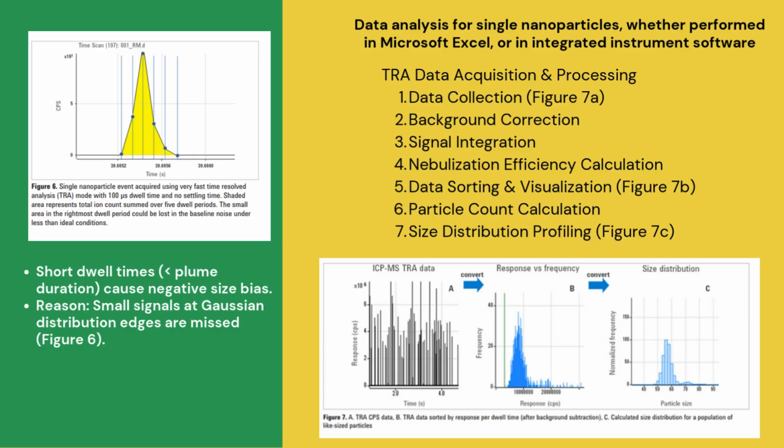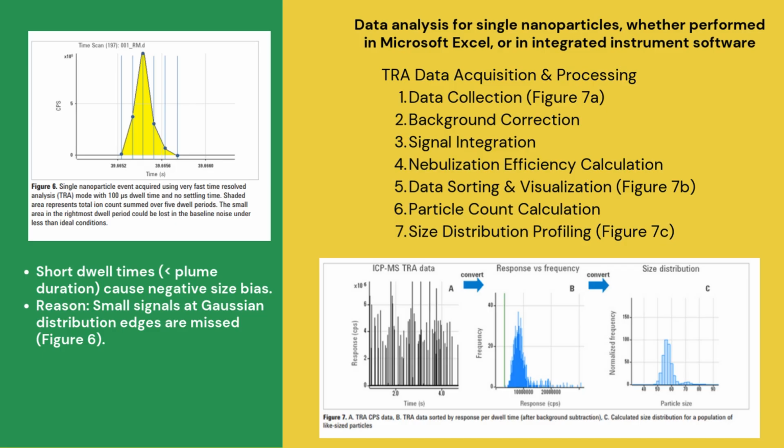Other than that, after we get the TRA data, how are we going to get to the size distribution? So, data analysis. For single nanoparticles, the analysis can be performed in Microsoft Excel or in integrated instrument software. Roughly, after we get the TRA data, we need to process it in Microsoft Excel. The process includes 7 steps.